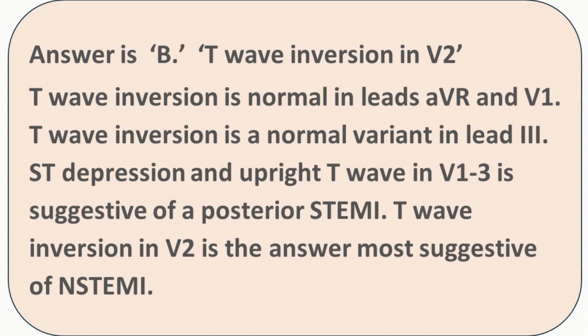T-wave inversion is normal in leads AVR and V1. T-wave inversion is a normal variant in lead 3. ST depression and upright T-wave in V1-3 is suggestive of a posterior STEMI. T-wave inversion in V2 is the answer most suggestive of non-STEMI.